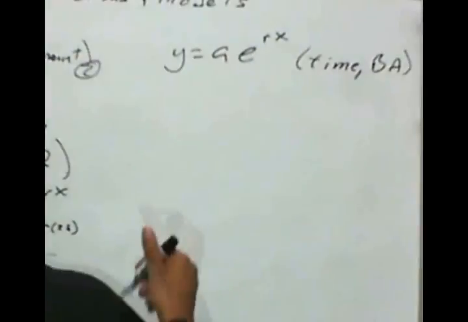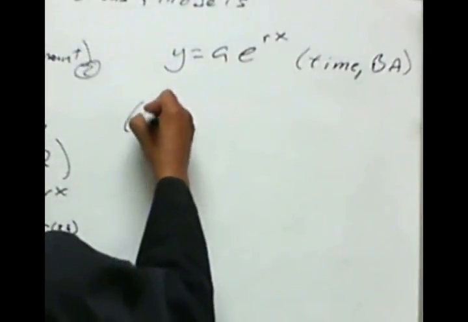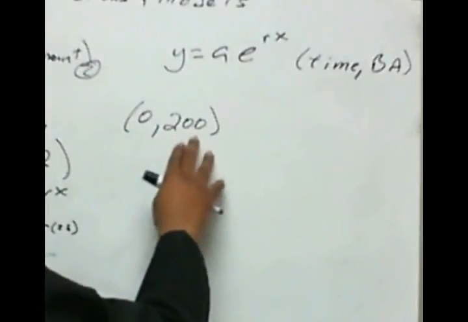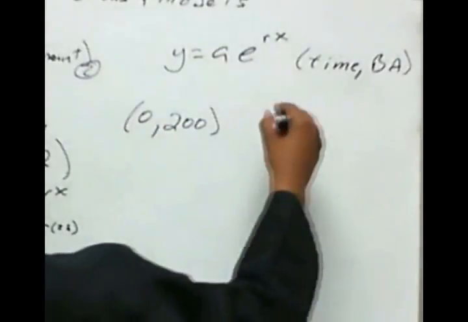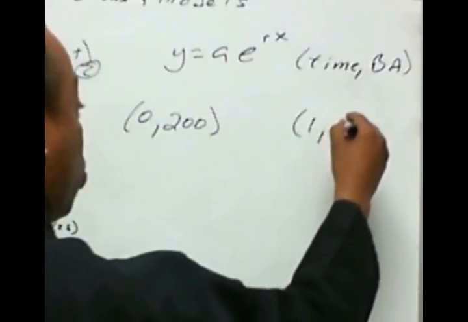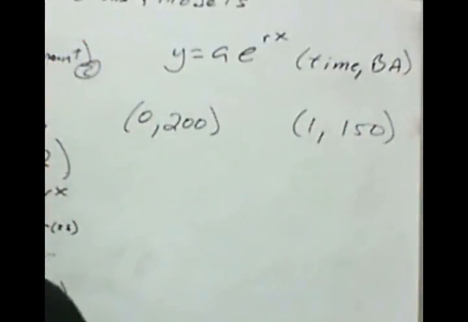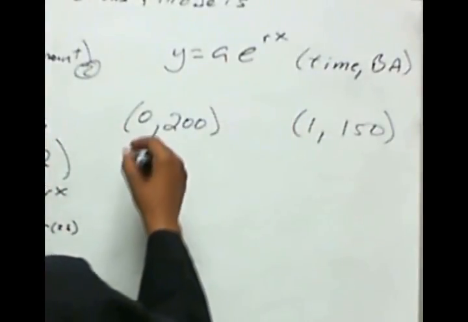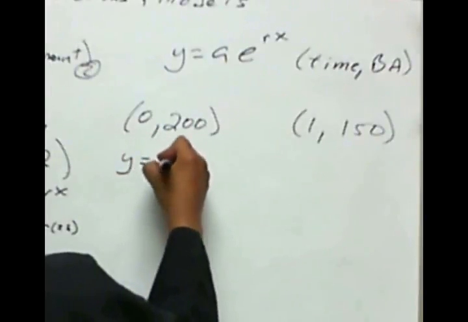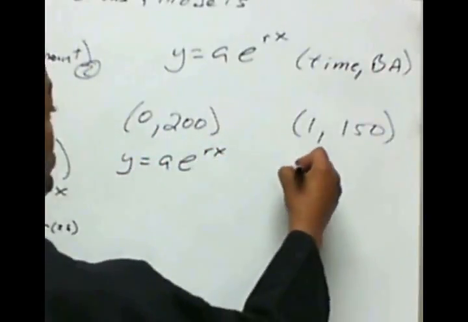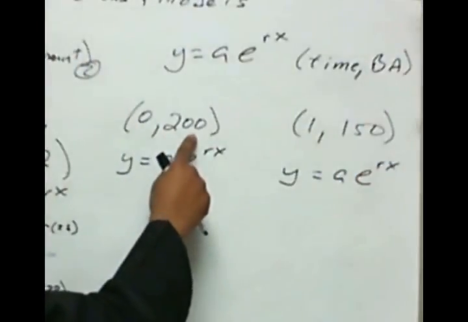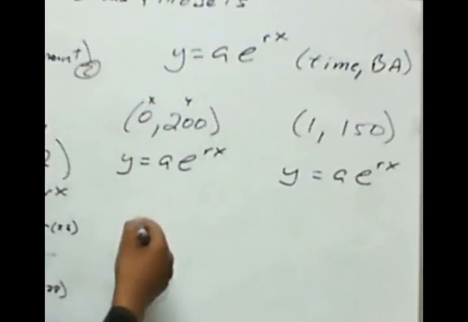We're told that in time 0, there's about 200, the measurement of alcohol in the blood is 200. Then we're told that 1 hour later, we're at 150. Okay. So between these two, we want to find the rate at which it's decaying. So I'm going to put, let's say, y equals a e to the rx here, and y equals a e to the rx there. The 200 will be my y value, and my 0 will be my x value.